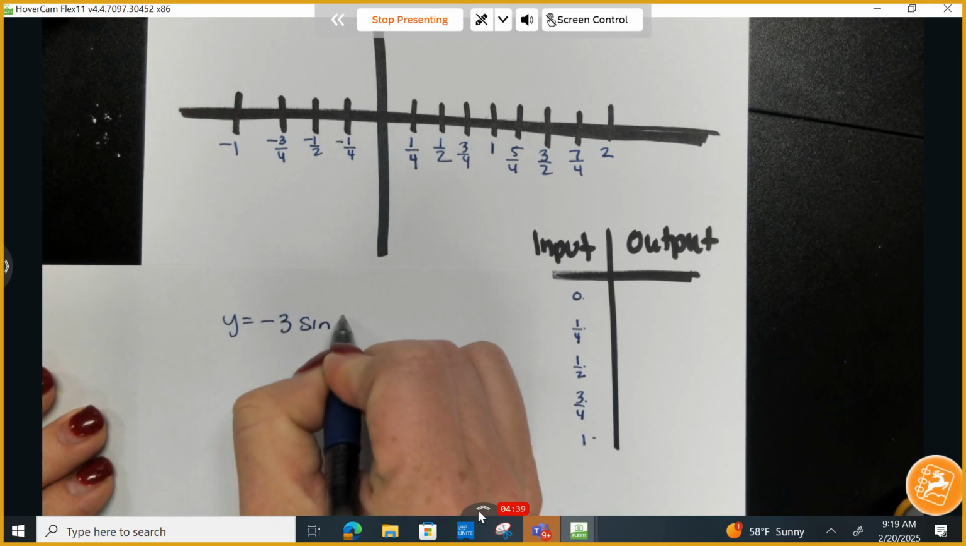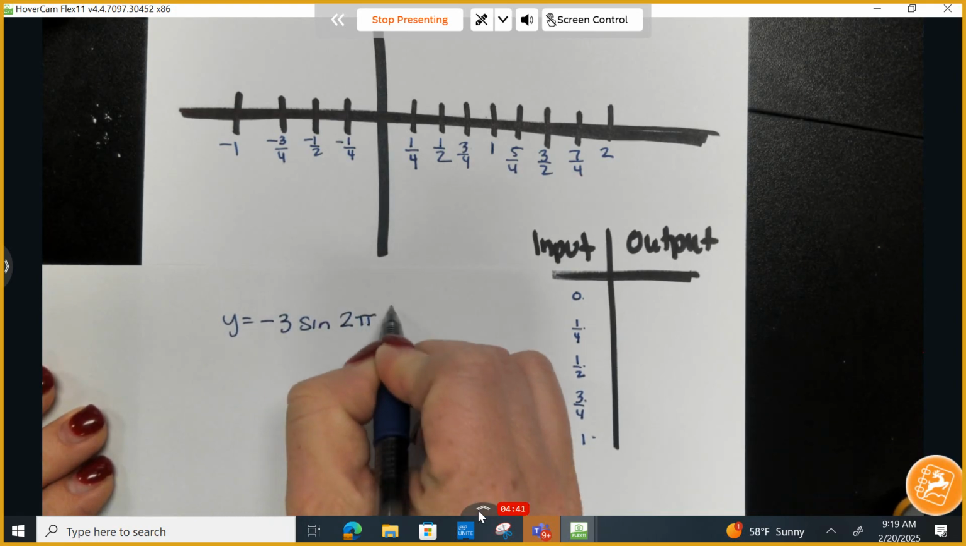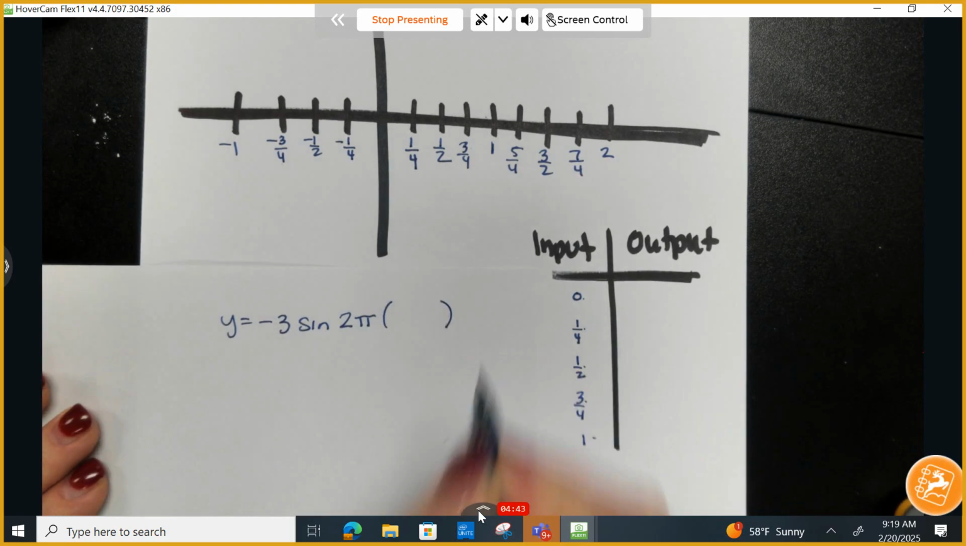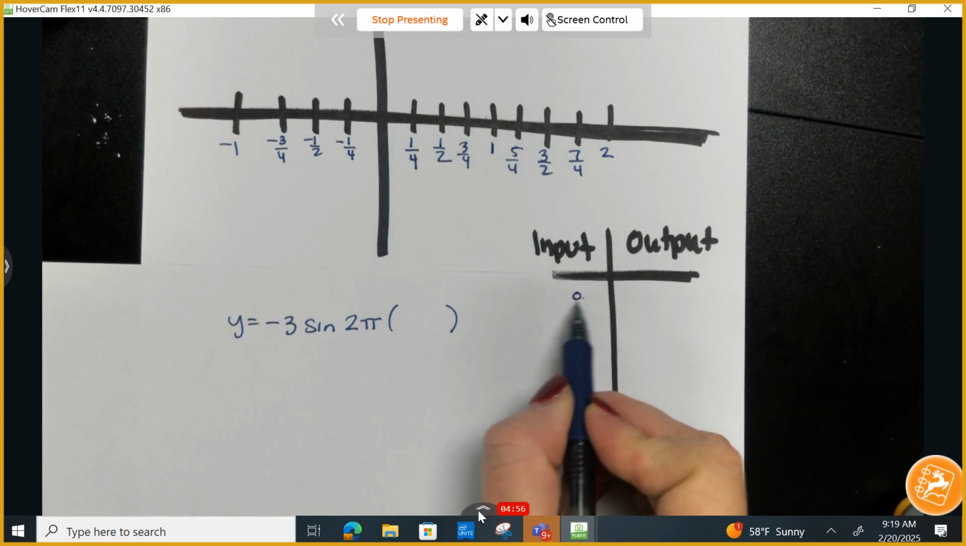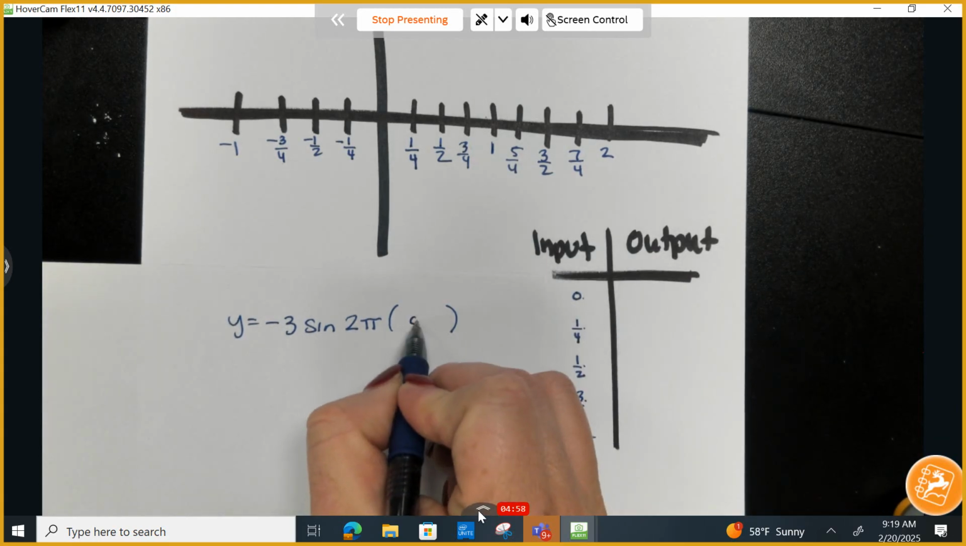-3 sine of 2 pi, and then I'm not going to put an x here. I'd like you to put a parenthesis. It's going to be nicer for you because you get to just erase what goes in the parentheses. I'm going to have to rewrite this 5 times. That's okay, but your job will be nicer on the desk. So I'm going to start with my first one here. So my first input value is 0.